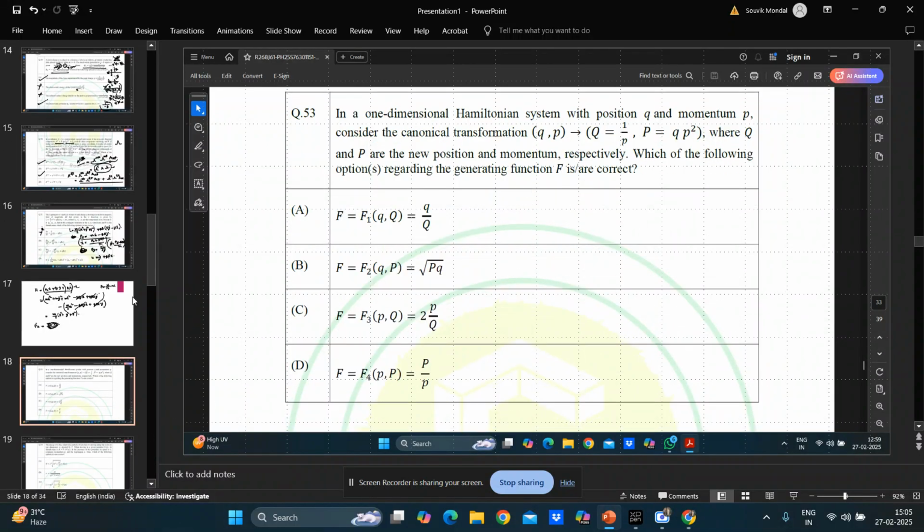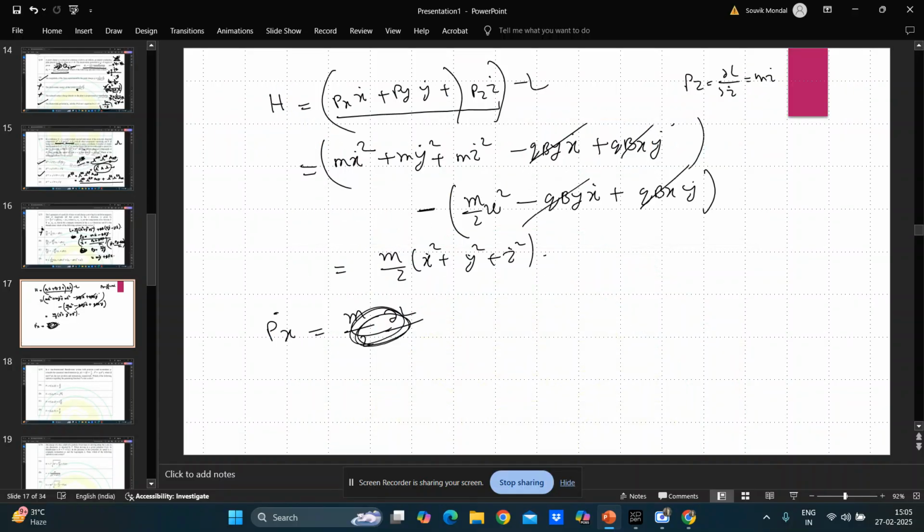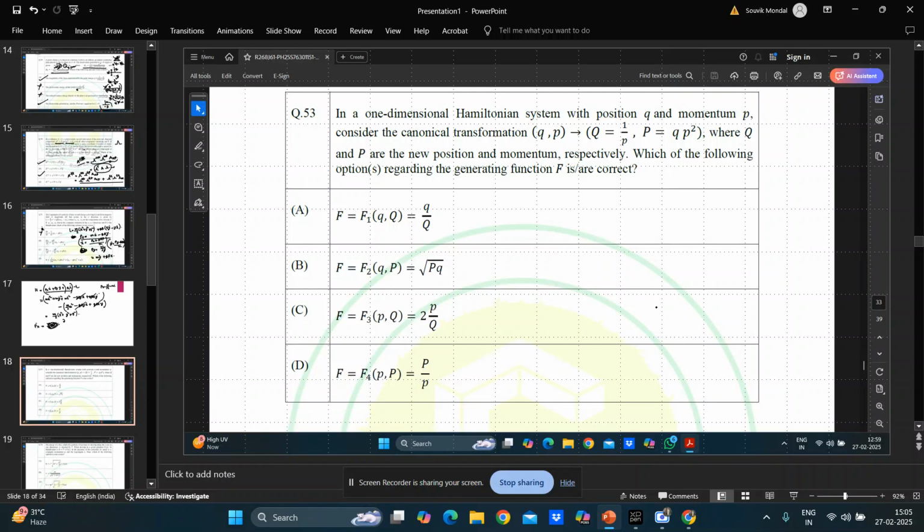Sorry, I probably made a mistake here. Sorry, px dot is probably, I made a mistake here. Let's look at the problem some after time. Okay, so this is some capital Q and capital P. This is the transformation, and you have to calculate what the generating functions f1, f2, f3, f4 are.